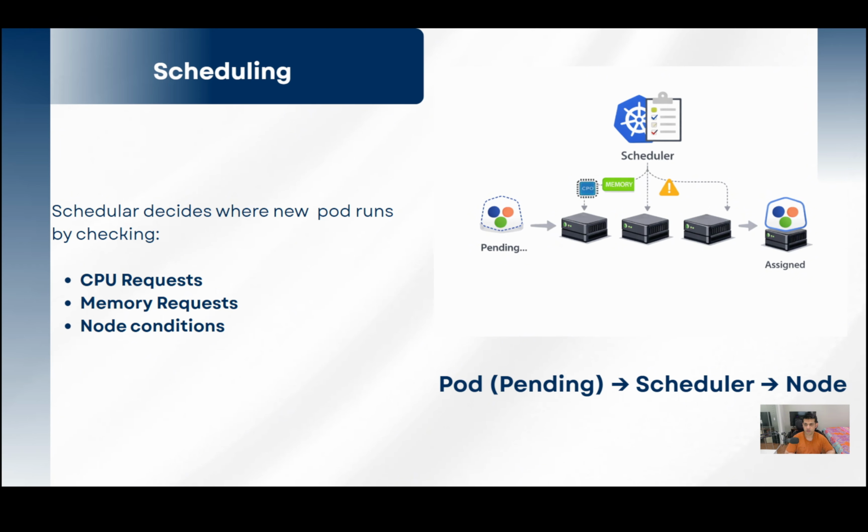Firstly, whenever a pod is created, it is in a pending state. That means it exists, but it's not assigned to any node yet. The scheduler's job is simple. It looks at all available nodes and then decides where this pod should run by checking CPU requests, memory requests, and node conditions. It picks the best fit. Once scheduled, the pod is assigned to a specific node.